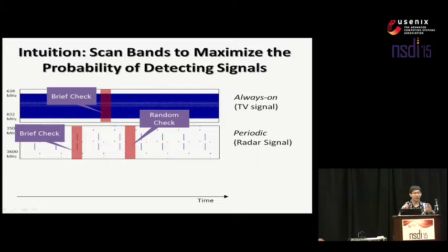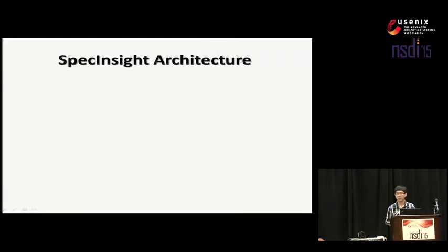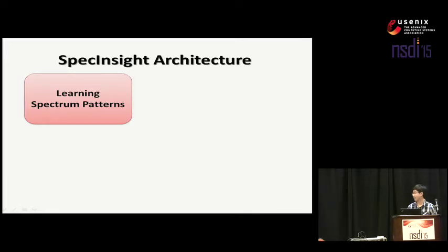Now, we can save a lot of time in these signals with predictable patterns, and we can use all of the time that we saved on dynamic signals that are not so predictable. By leveraging these patterns, we can sense the spectrum much more efficiently. This leads to the architecture of SpecInsight, where we first learn the spectrum patterns, which means we know which signals are predictable, which signals are always on or periodic, and what the periodicities are. And based on them, we schedule.